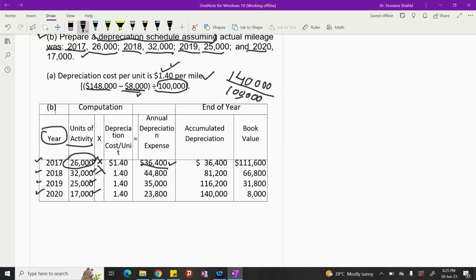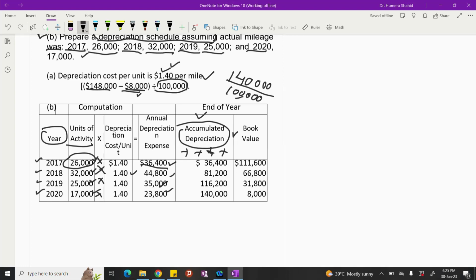For the second year, I have to multiply mileage with per unit cost. Third year also, fourth year also. So in this way, I will be getting the annual depreciation expense. Because they want us to make a table, let's calculate end of the year figures as well. So I will write the accumulated depreciation column and book value. What is accumulated depreciation? Accumulated depreciation adds up every year's depreciation in it, right? Because it accumulates the depreciation expense.